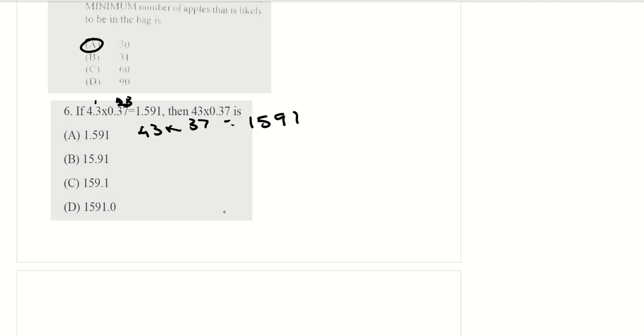1591, right? So therefore 43 multiplied by 0.37 would be 1591, and how many digits are there after the decimal place? 2, so it would be 1, 2. So the answer will be 15.91, which is B. That is how you would get number 6.